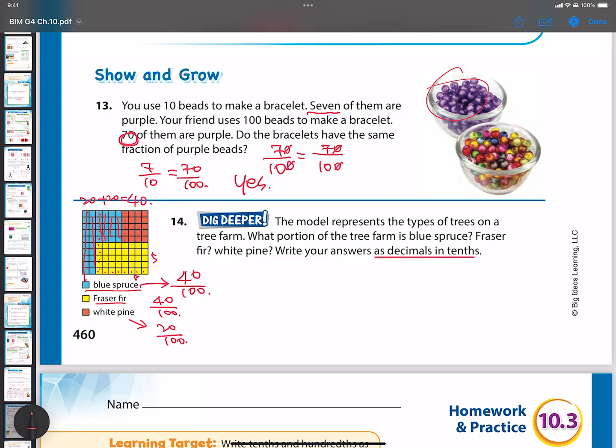Decimals in tenths. So we know we can simply erase the same amount of zeros. So this is going to be 4 tenths, and it's going to be 4 tenths. It's going to be 2 tenths. Same as 0.4, 0.4, 0.2.